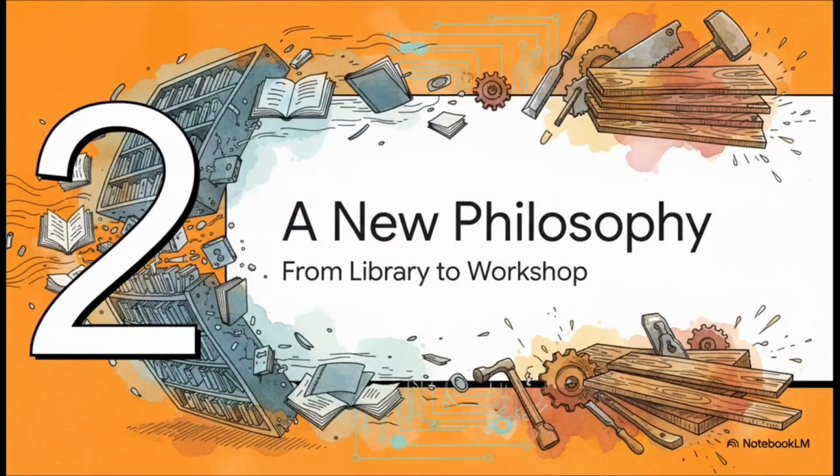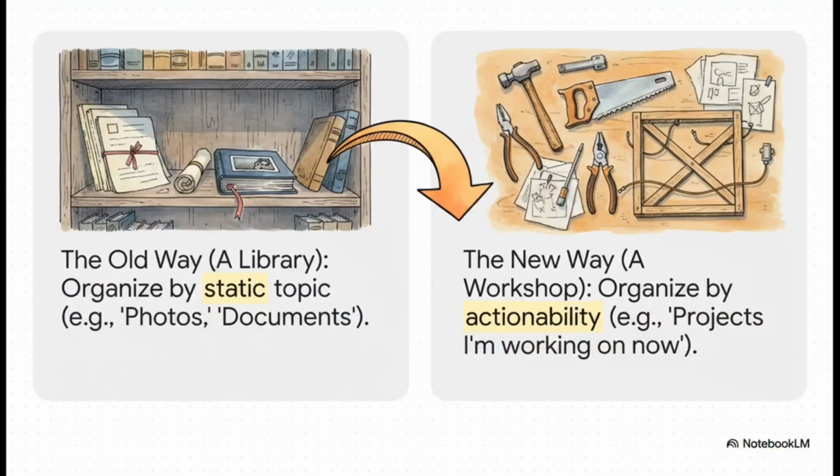So if the old library model is failing us, what's the alternative? Well, instead of looking for a better library, what if we built a workshop? It's time to completely shift our thinking from being a librarian to being a craftsman. And here is the big shift. The old way organizes everything by what it is. This is a photo, this is a document, this is a song. But the new way organizes information by what you need to do with it.